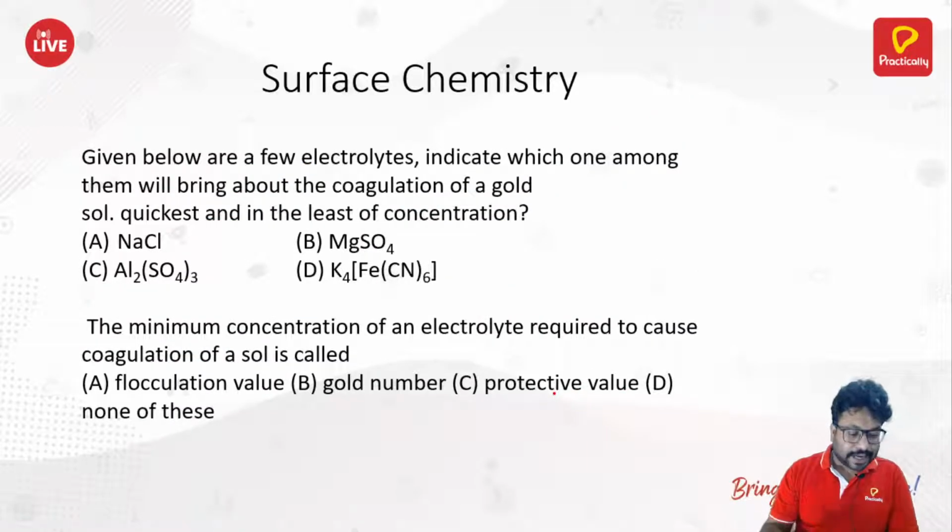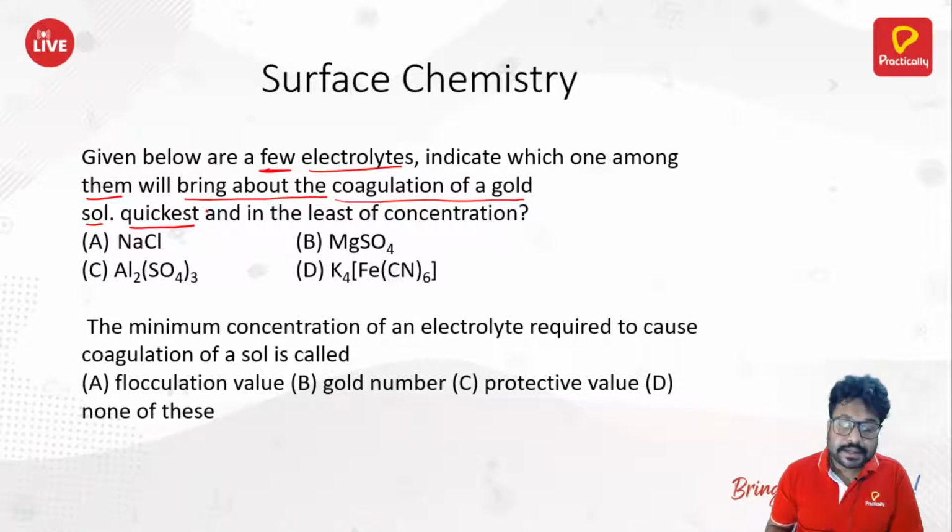Next. Now, in fact, the last questions of today's session. Given below are a few electrolytes. Indicate which one among them will bring about the coagulation of a gold sol quickest and in the least concentration.